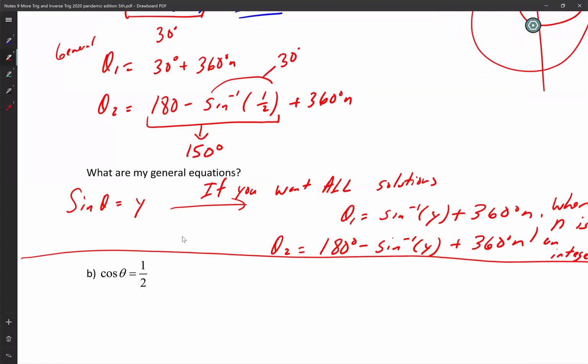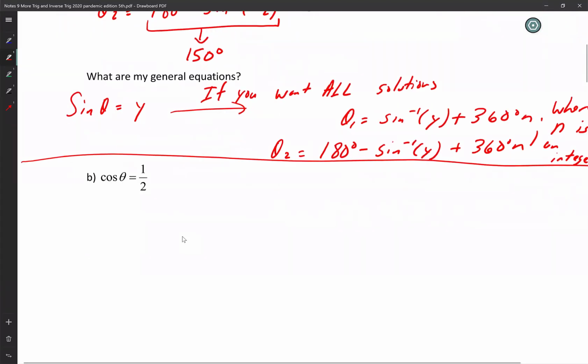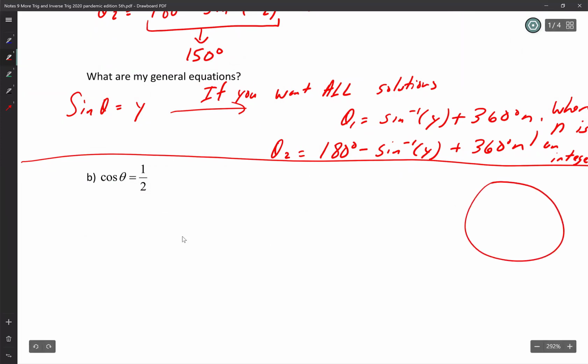All right. So now let's talk about the cosine. The cosine is actually pretty easy. You're going to like it. At least first period liked cosine better than sine. So for cosine, I want you to notice it on the unit circle.